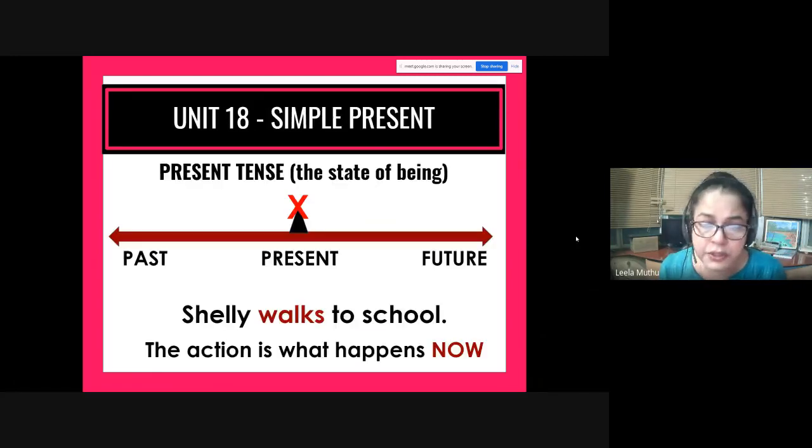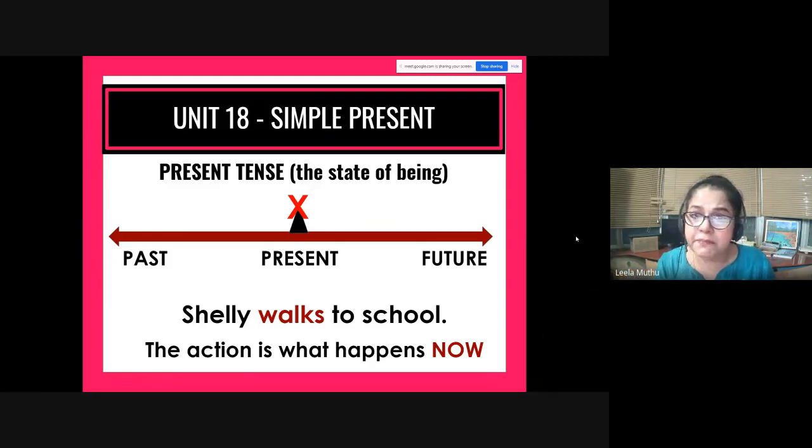All right, so now let's go to the present tense, the state of being. The state of being means at the moment. Okay, so I have the timeline here. You have the present where the X is, which shows you at this moment, X is on the present portion of the timeline. On my left, as you can see, is the past. And on the right, you can see it's the future.